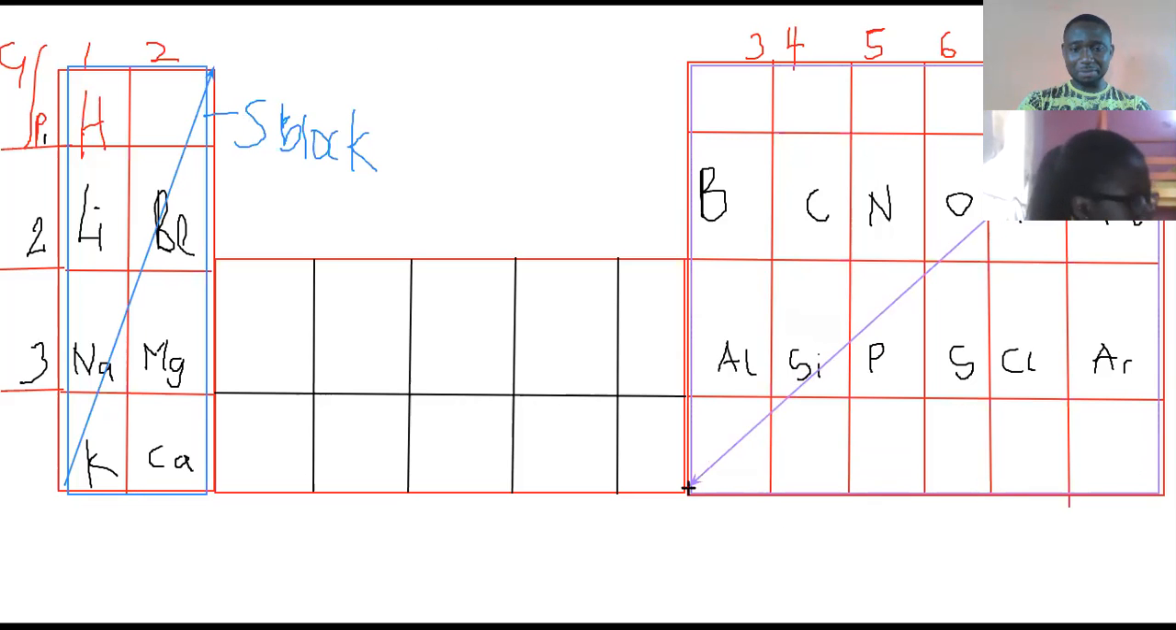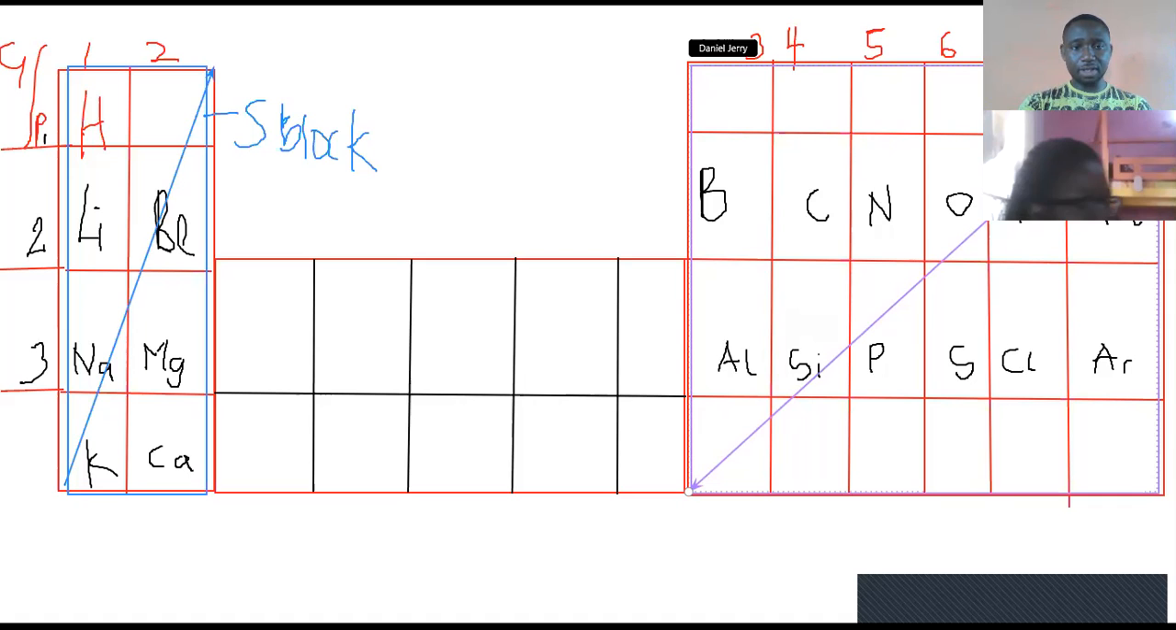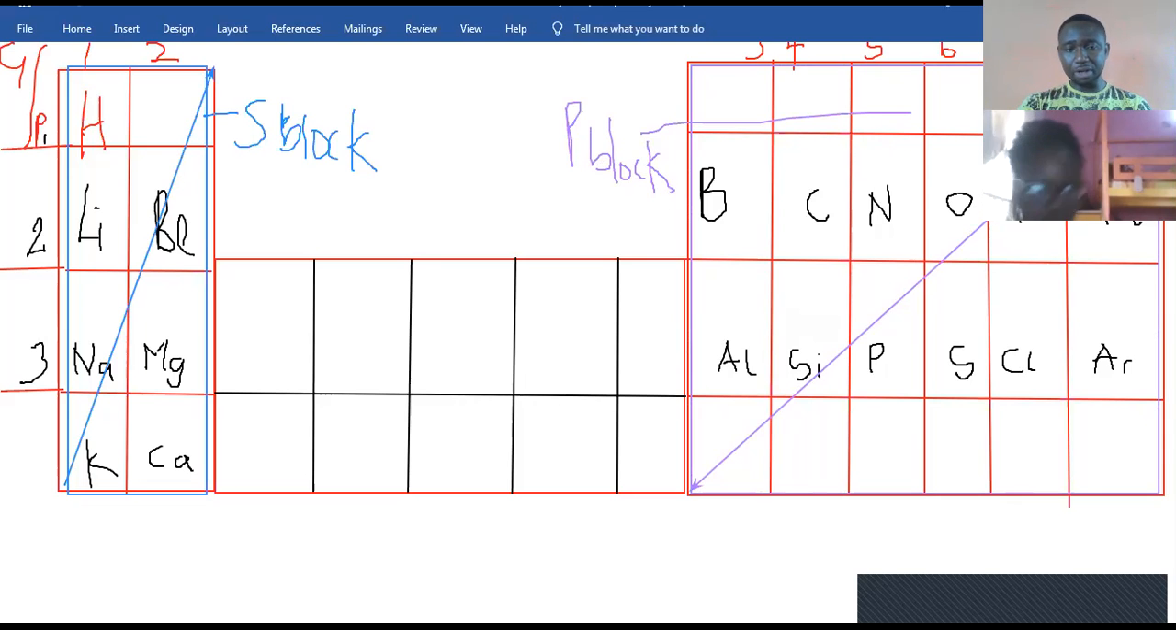Okay, all right. Beautiful. Now, this area from group 3 to group 8 belongs to the family of the P block. Group 3 to group 8 belong to the P block. All right? Okay.